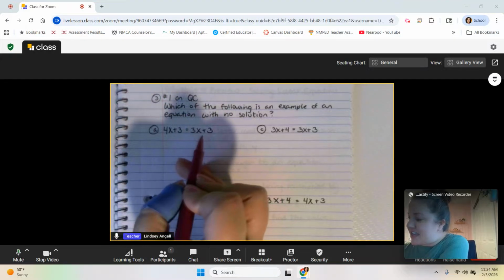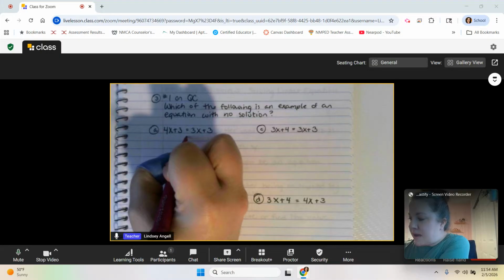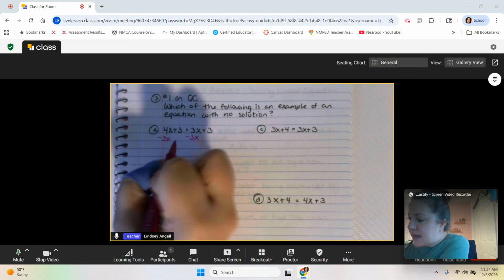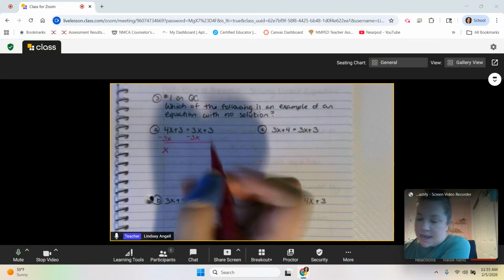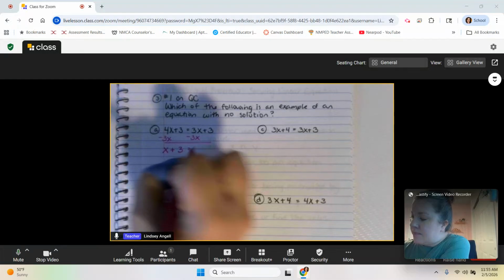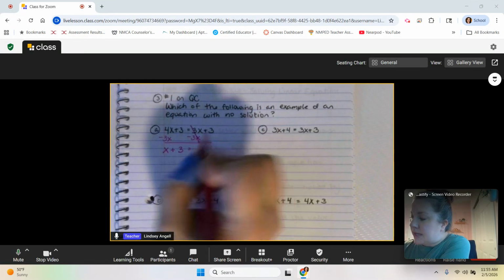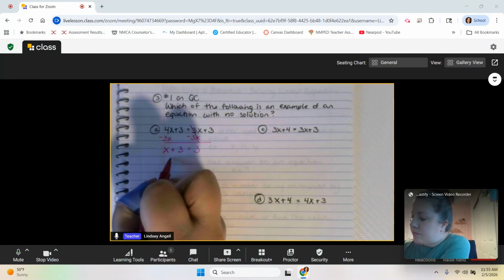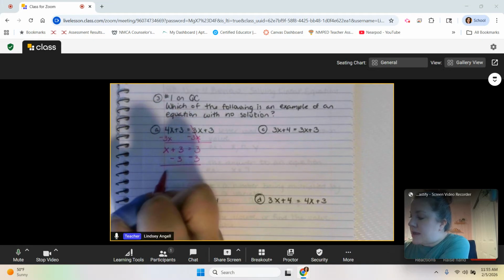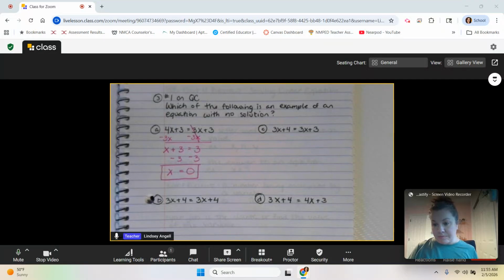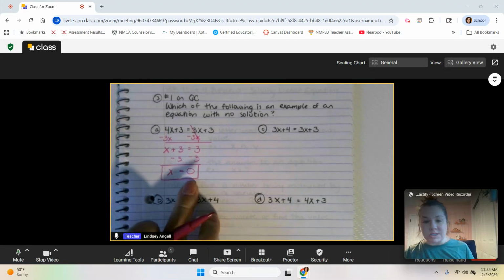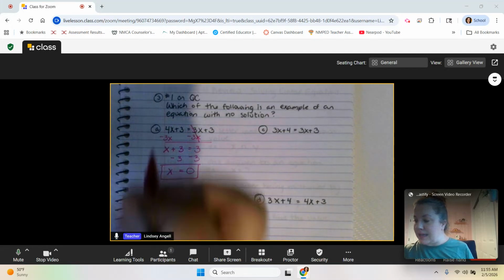Let's see here. So with these, there's no parentheses to get rid of, but I can subtract 3x from both sides. 4x minus 3x is just x, or 1x, plus 3. 3x minus 3x is 0, so those canceled. We're just left with 3 on that side. Subtract 3, x is equal to 0. Now, that does not mean there's 0 solutions. That means x equals 0. That is the numerical value of x. So this has one solution. Okay? So this can't be our answer.